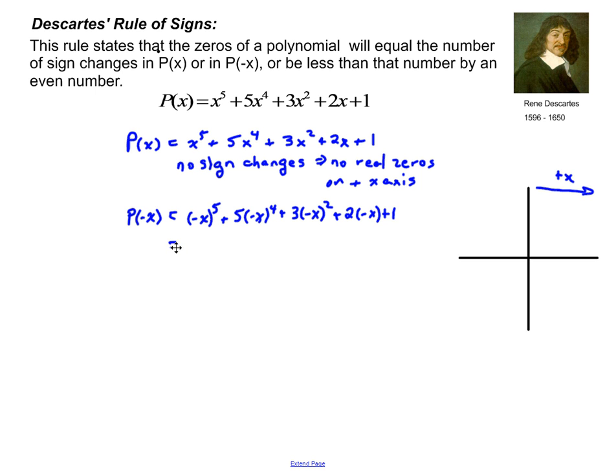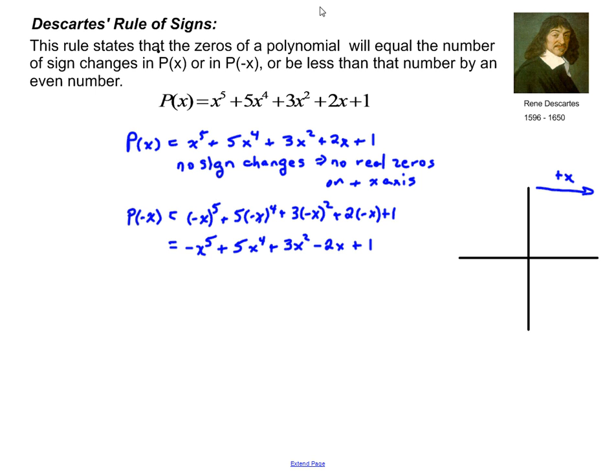Now let's simplify this down. What will it look like? We'll have negative x to the fifth, because a negative number raised to an odd power gives us a negative result. We're going to have plus 5x to the fourth. We're going to have plus 3x squared. We're going to have minus 2x, and we're going to have plus 1.